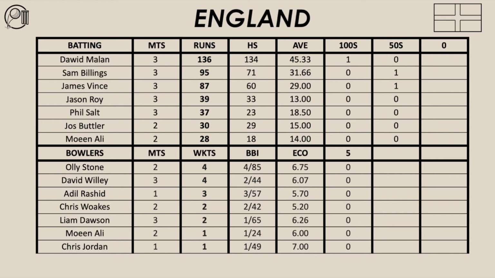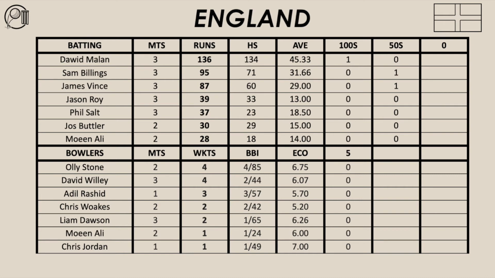Leading run scorer was Dawid Malan with 136 runs, Billings with 95, Vince with 87, Roy 39, Salt 37, Buttler 30, and Ali 28. Their batting was poor throughout the whole series, didn't get going with the bat at all. They had a batting collapse in Adelaide, nearly got bowled out for under 100. In the end, if it wasn't for Dawid Malan's century of 134, that game would have been over very early.